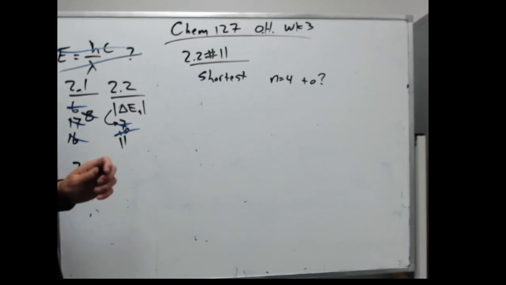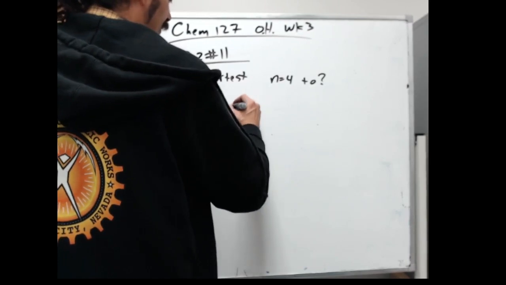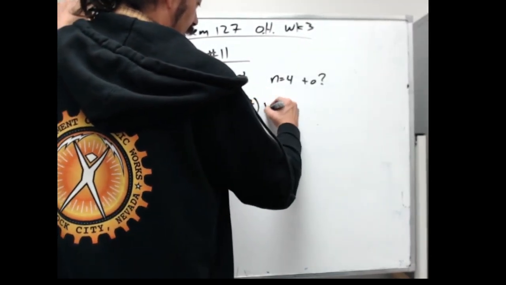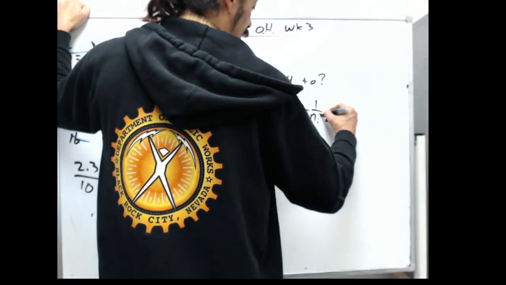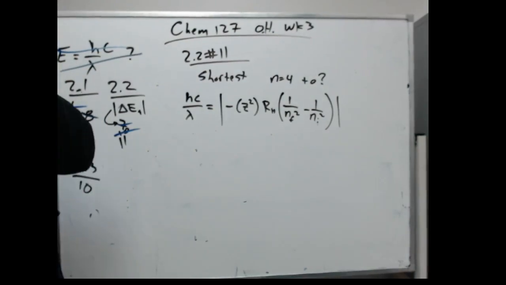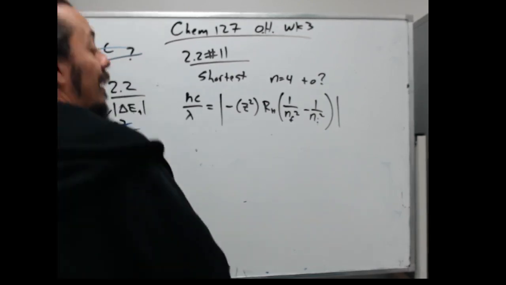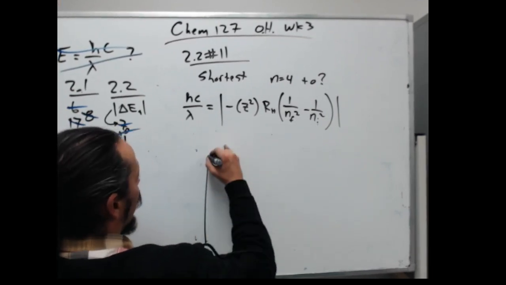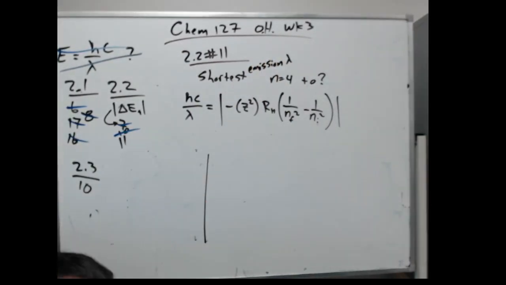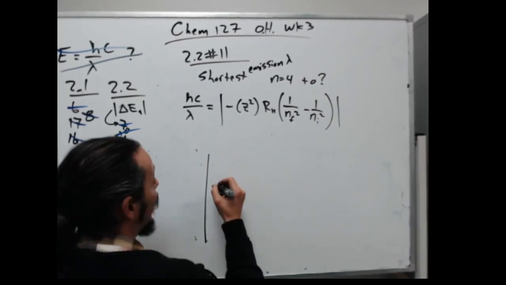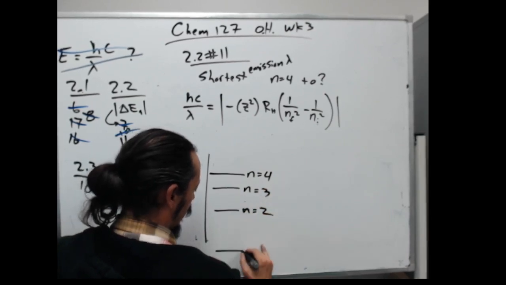Now, in order to figure out the shortest wavelength, this one is a logic problem. So here's what we have here. We've got our same type of thing. We've got hc over lambda is equal to the absolute value of negative Z squared R_H times 1 over n final squared minus 1 over n initial squared, all in absolute value. Now, it tells us the initial is n equals 4, and it wants the shortest wavelength associated with that. So, again, logic. It tells us emission. So we know the answer is 3, 2, or 1. We've only got 3 options for our right answer here. So here's our n equals 4, n equals 3, n equals 2, n equals 1.